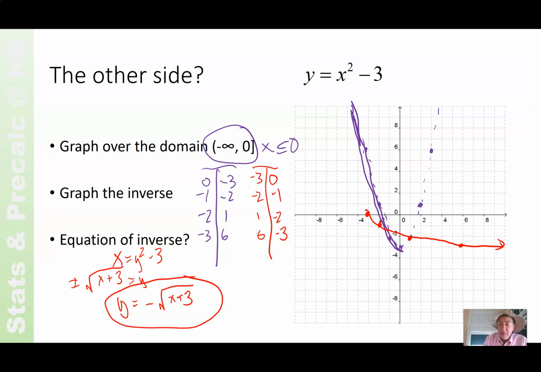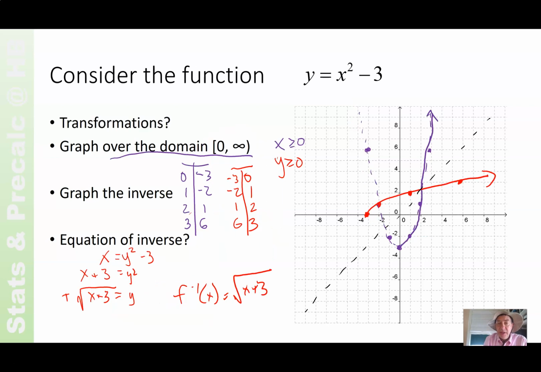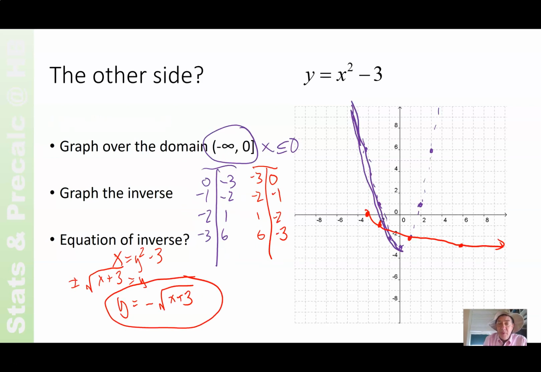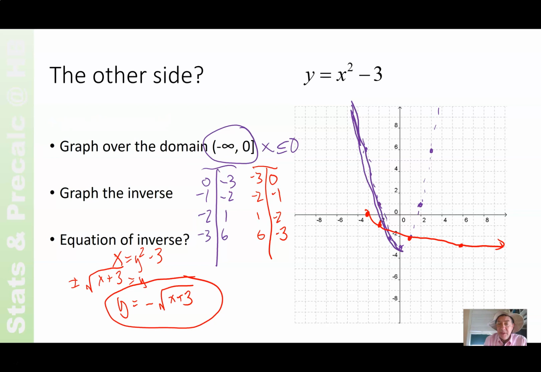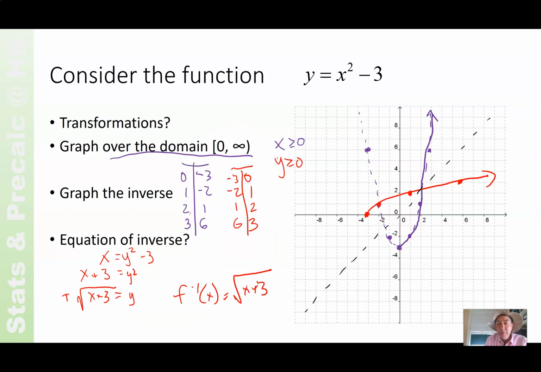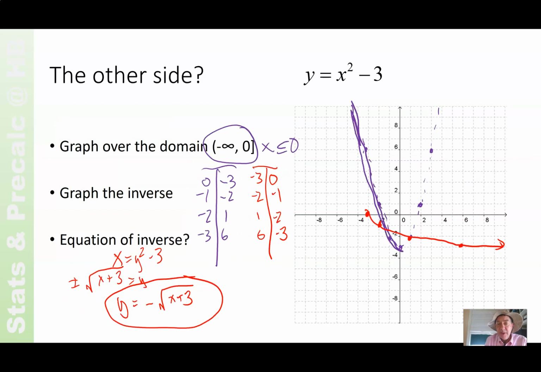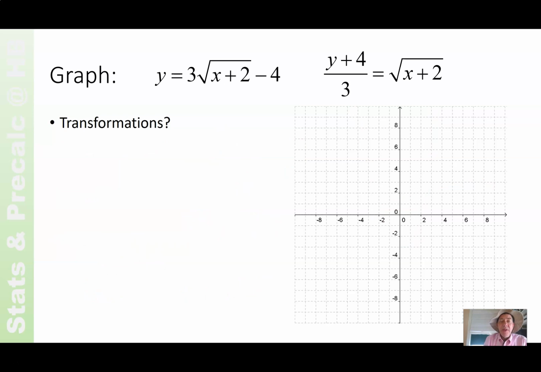Good. Notice the right side, the left side, when you put the purple ones together, you get the entire parabola. When you put the red ones together, you get a reflected parabola. So it's the two halves of the parabola in purple, the two halves of the sideways parabola in red. Yay! Take a look here.